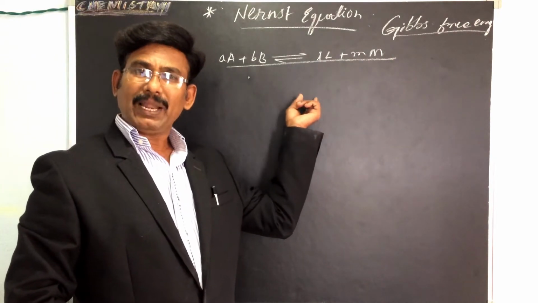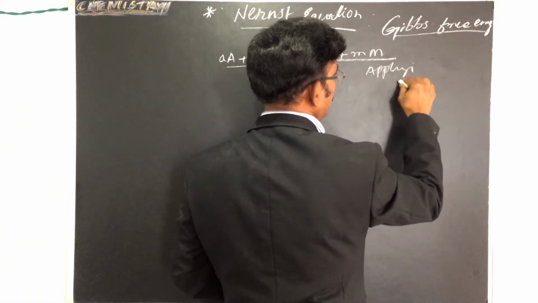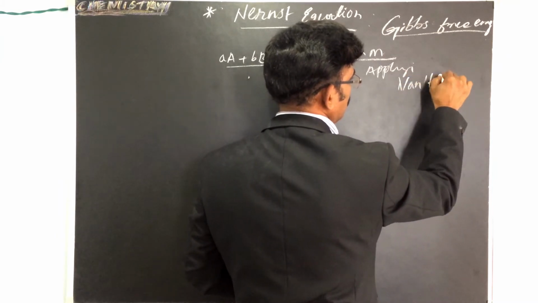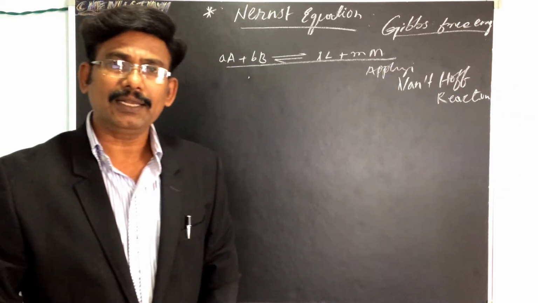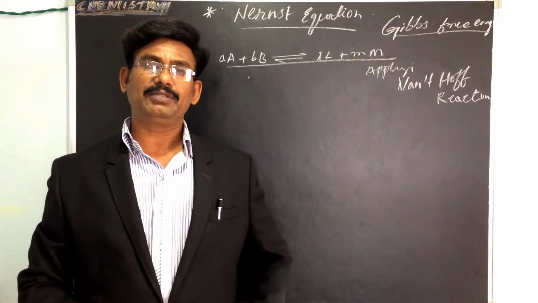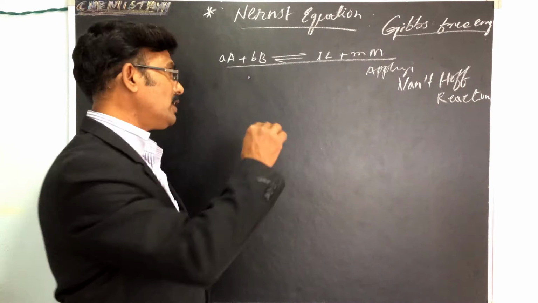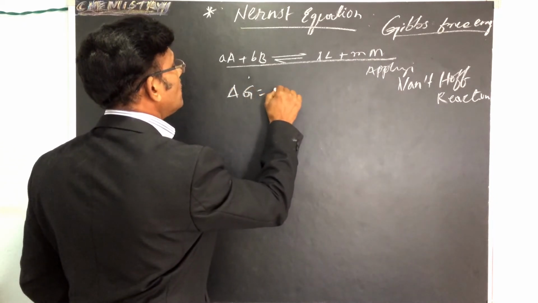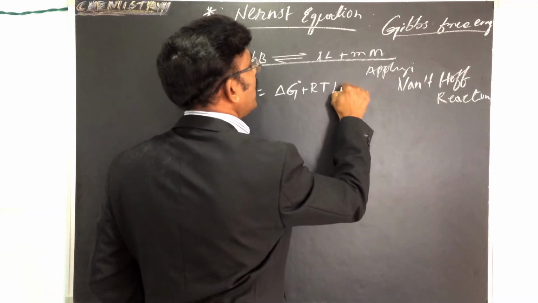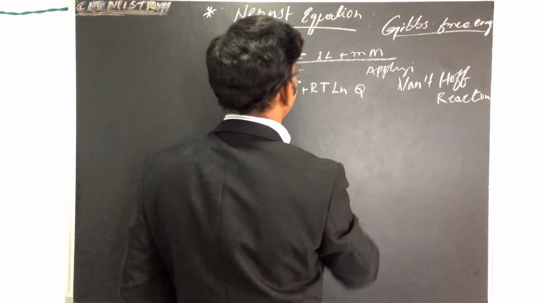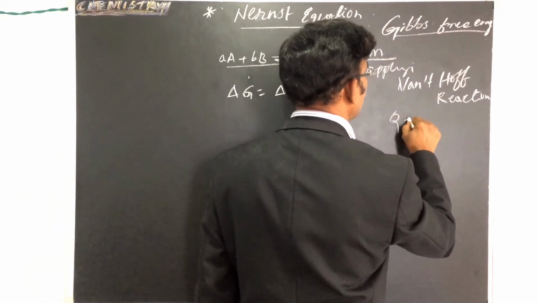Now applying the van't Hoff reaction isotherm. You know the Gibbs free energy equation in thermodynamic chemistry: delta G is equal to delta G0 plus RT ln Q. Q is the reaction quotient.